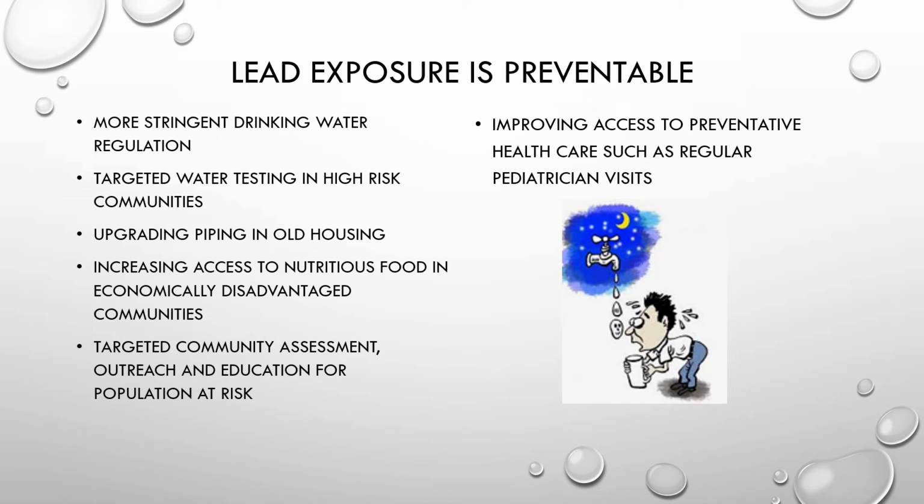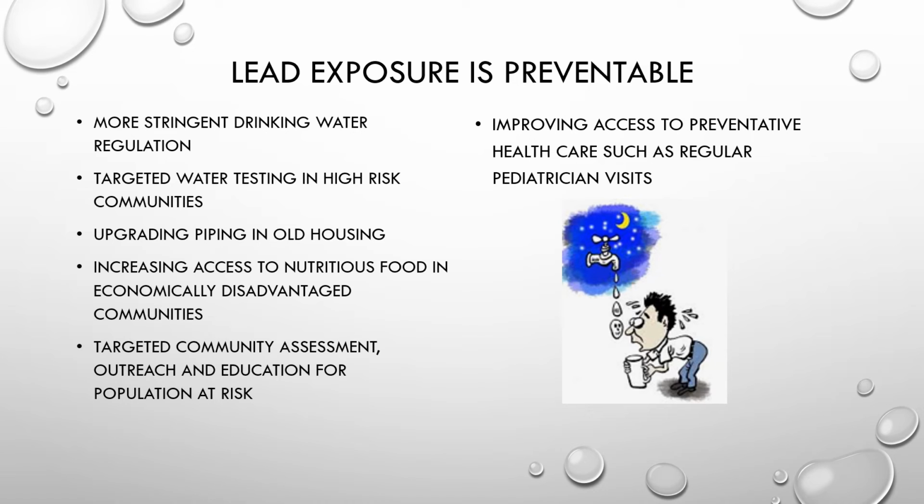Lead exposure is completely preventable. There are many ways we can work together as a community to prevent lead poisoning. Preventing lead from getting into the drinking water supply can be accomplished by establishing more stringent regulations for safe drinking water. This is the most effective way to prevent lead poisoning, and it can be done through advocacy with local government officials and entities. We can also perform targeted water testing in high-risk communities and upgrade piping in old housing.